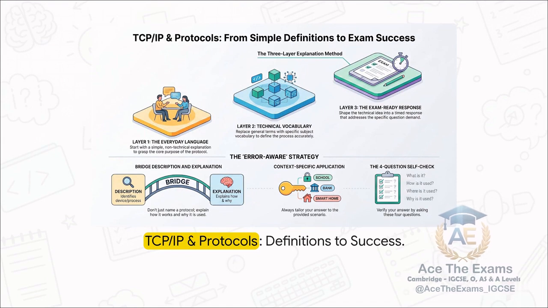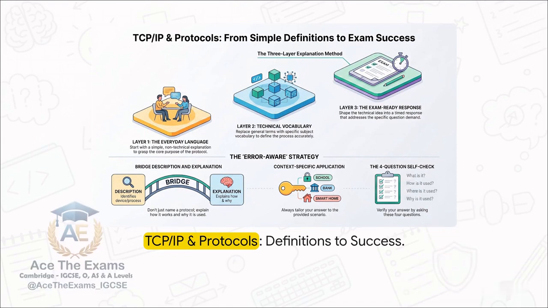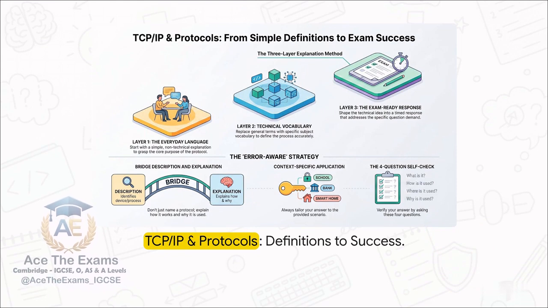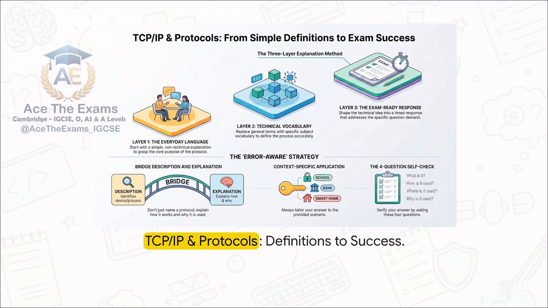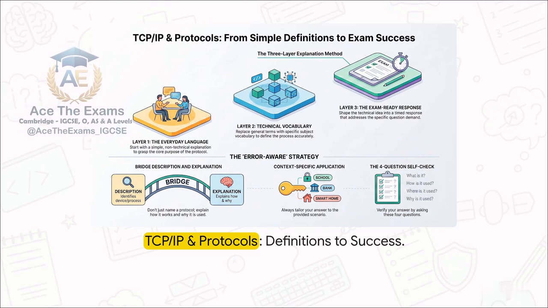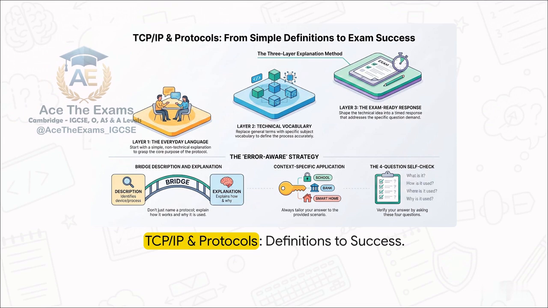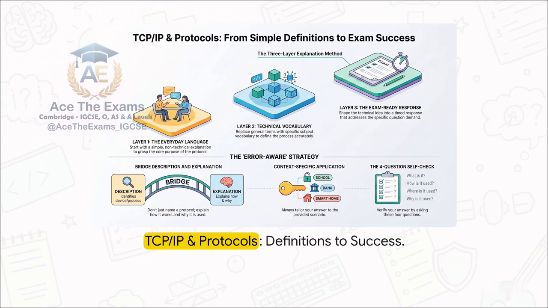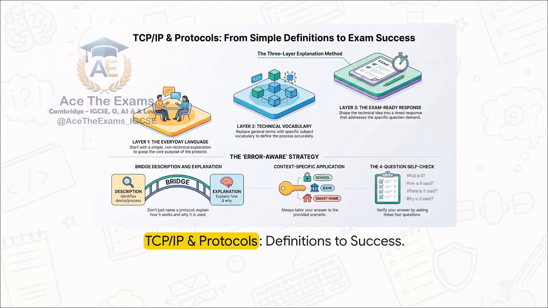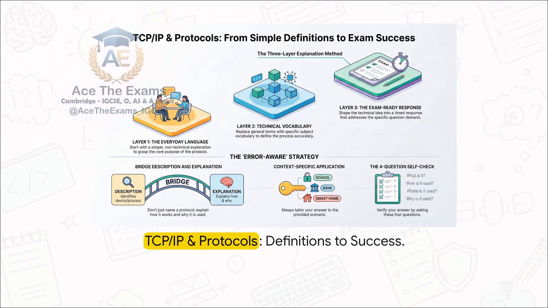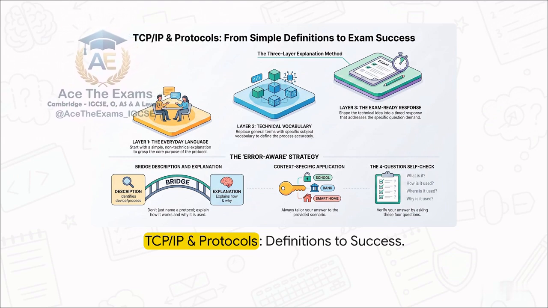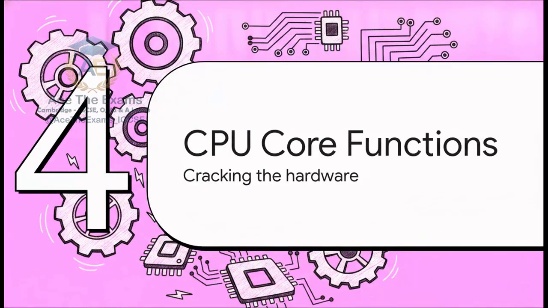To build a bridge between simply describing a protocol and actually explaining it, you have to cross from description, which is just identifying the device or process, over to explanation, which details exactly how and why it's used. You can't just name-drop TCP/IP and hope for the best. Notice the context-specific applications here: a school, a bank, a smart home. You must always tailor your explanation to the exact scenario the examiner provides and verify it with our trusty 4-question self-check. Let's shift gears now.